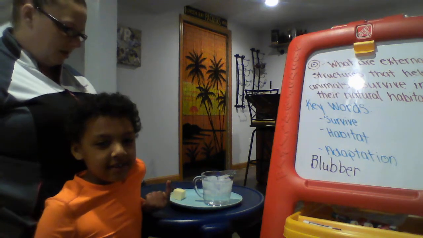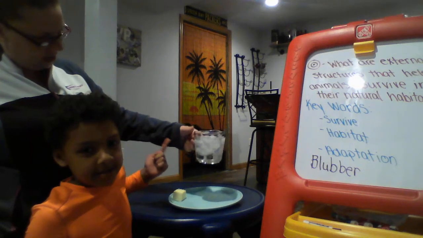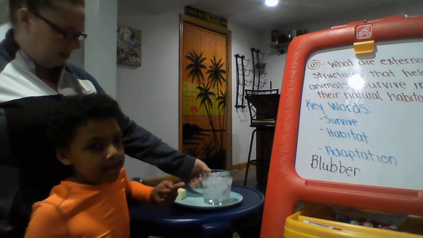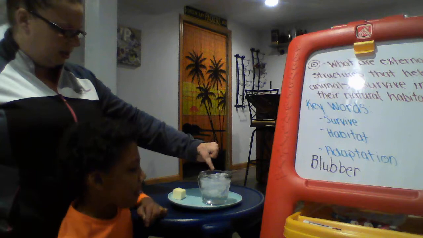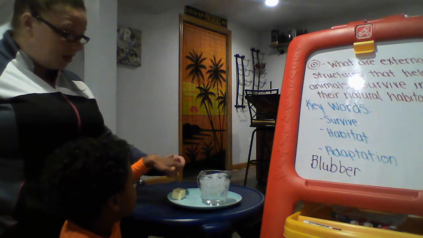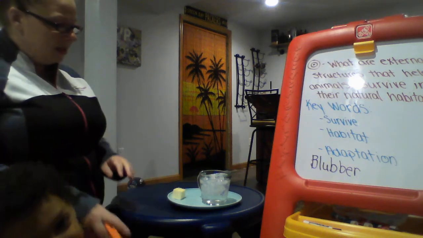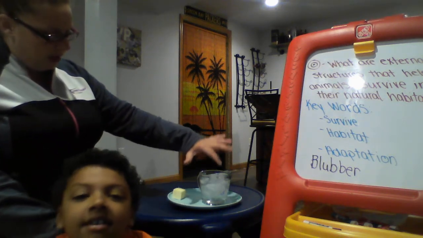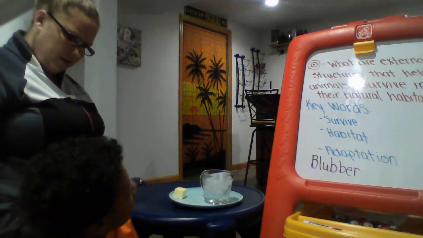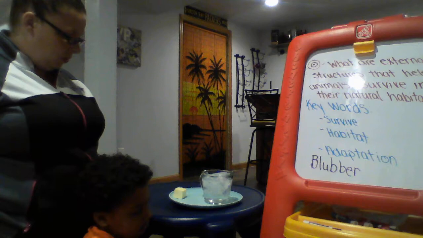The butter right here. What is this representing? What are we pretending this is right here? That ice water. The ocean. The ocean, right? The Arctic Ocean. We're pretending that is the water that these Arctic animals live in. Why do we have all this ice in here? Because the ocean is really cold.